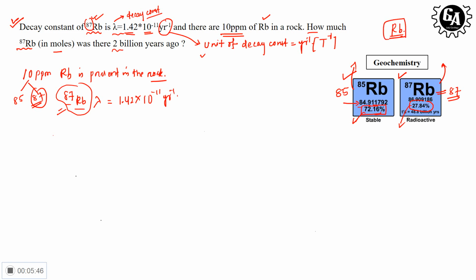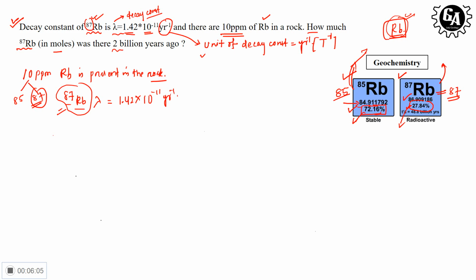In the last numerical we also did the same thing. The atomic mass times their abundance, plus the atomic mass times abundance of the other, will give the average atomic mass of the element.